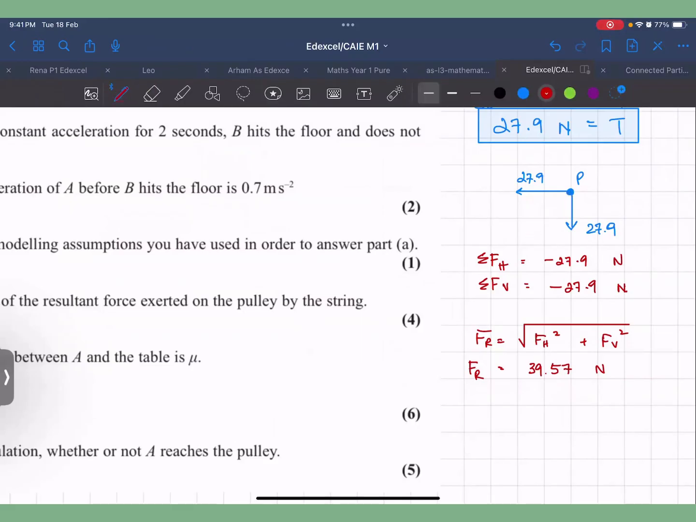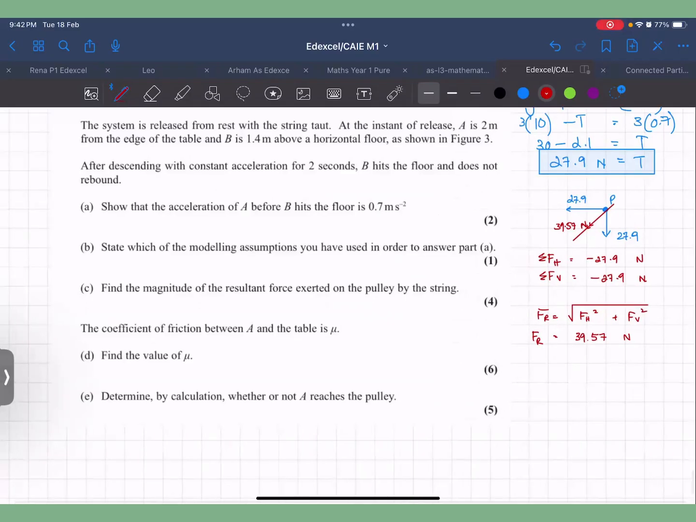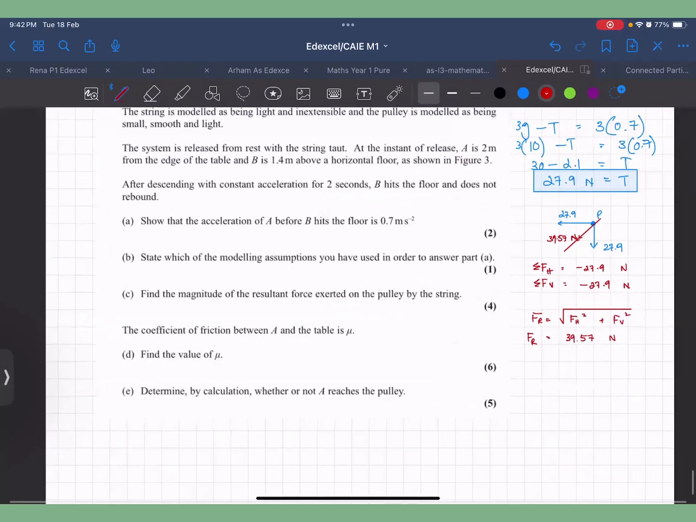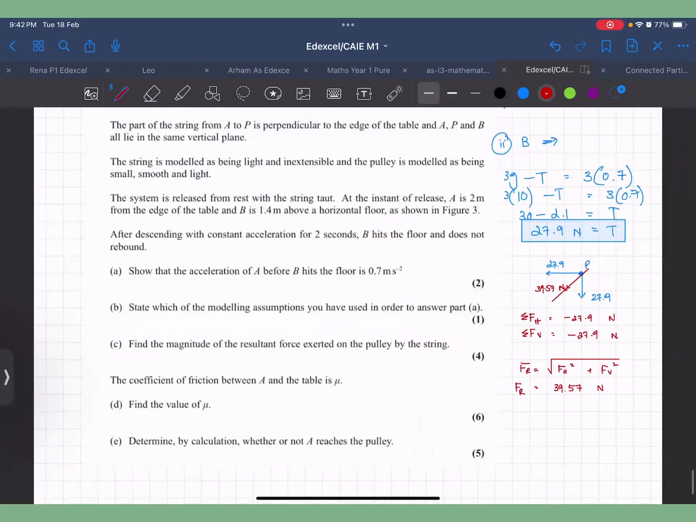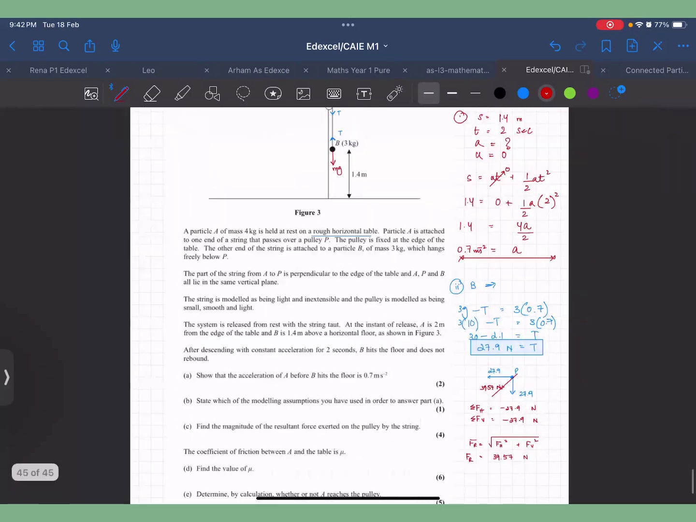this would be tan inverse of the vertical divided by the horizontal, right? Sorry, this is the resultant force, which is right now 39.57 Newton. Okay, do you get this? Yes, sir. Yes, sir.